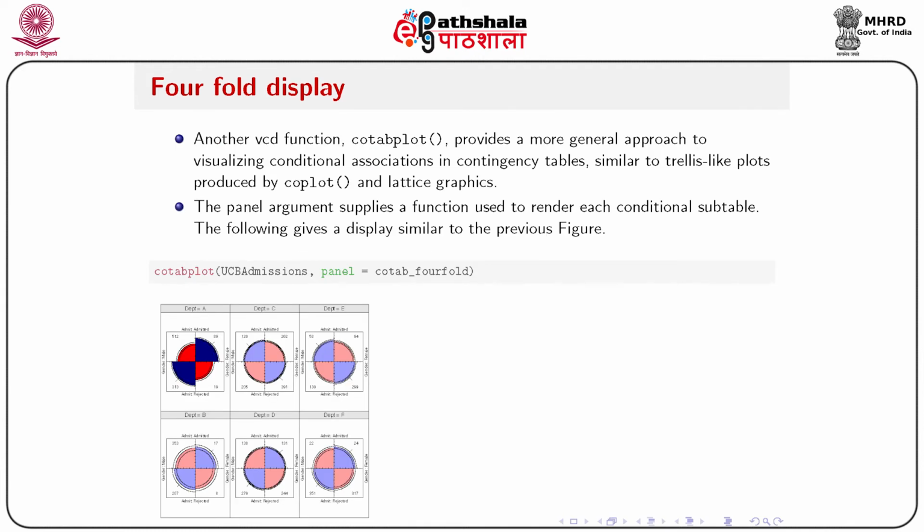Another vcd function, cotabplot, provides a more general approach to visualize the conditional association in a contingency table, similar to trellis-like plots produced by coplot and lattice graphics. The panel argument supplies a function used to render each conditional subtable. The following gives a display similar to the previous figure. Say cotabplot UCB admission, panel equals cotab_fourfold, and that will give almost the same as what we got by the fourfold function that we used.